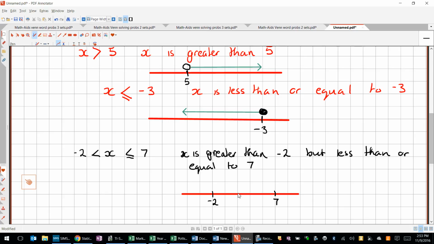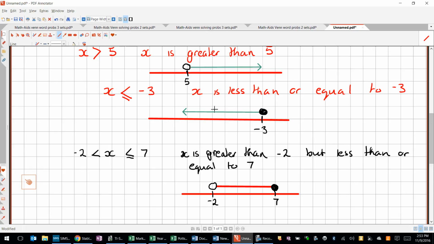Makes it easier. And then what are my dots like? -2 is empty and then 7. So we've got an open dot, empty, and then 7 straight in. This one's a filled dot. And then we join with a line.